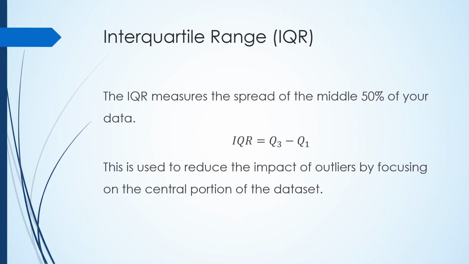As mentioned before, the range can be skewed by outliers. So to avoid this, we use the interquartile range, which is less affected. It zeroes in on the heart of the data, ignoring the top 25% and the bottom 25%. By subtracting the lower quartile Q1 from the upper quartile Q3, you get a sense of how close or spread out the middle values are.